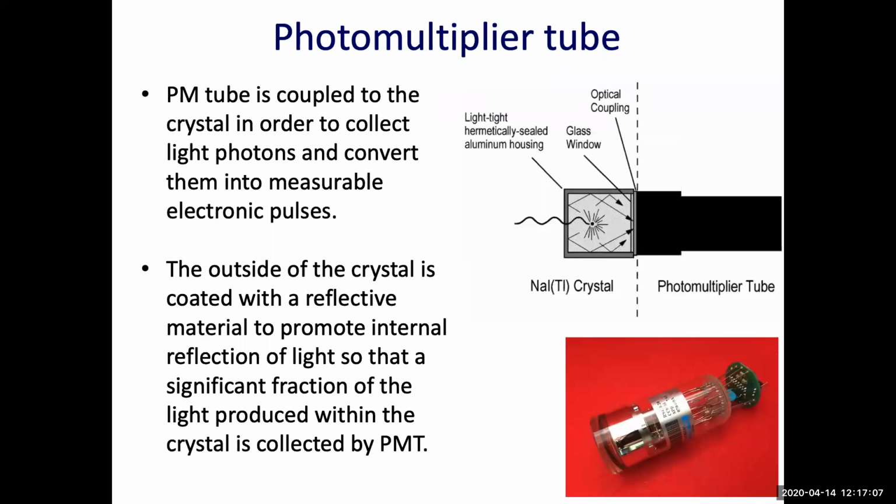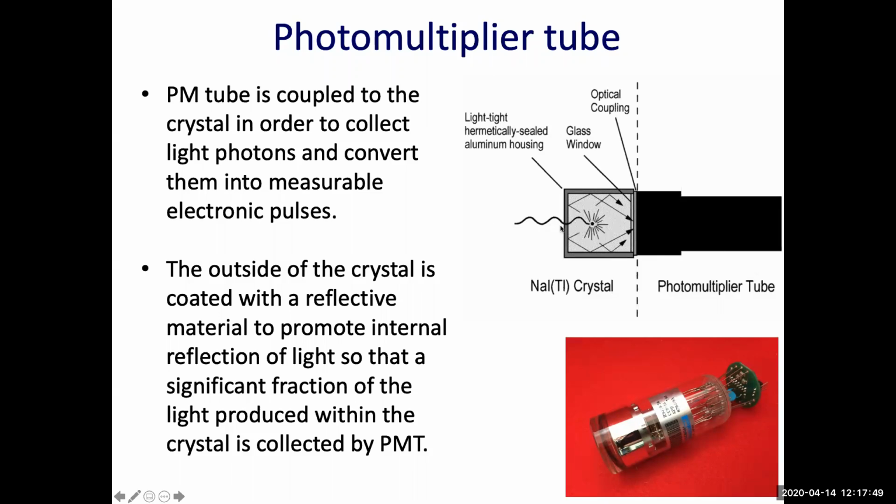The second part of the scintillation detector: we talked about the scintillator, whose purpose is to convert the incident radiation to light photons. The second part of the detector is called the photomultiplier tube, and this is a typical photomultiplier tube used in gamma camera. The photomultiplier tube is coupled to the crystal in order to collect light photons and convert them into measurable electronic pulses. This is the purpose of the photomultiplier tube.